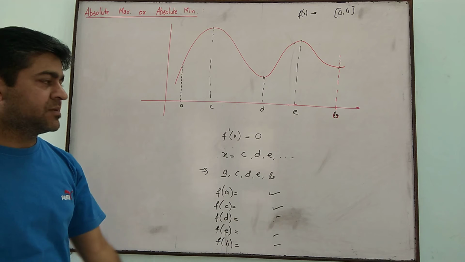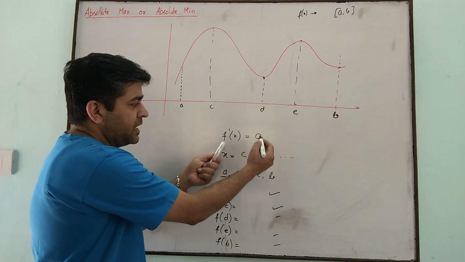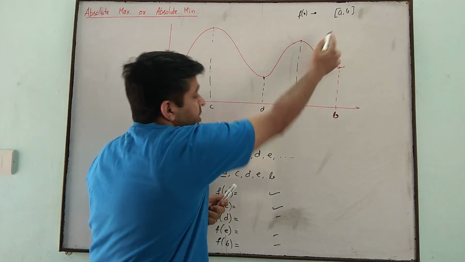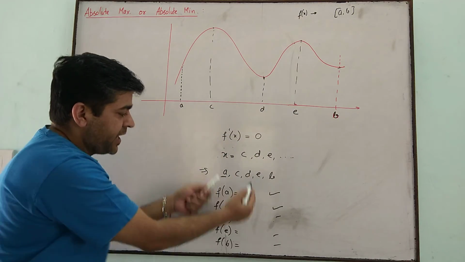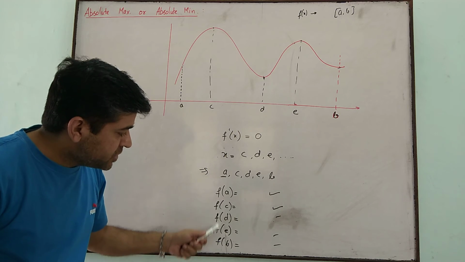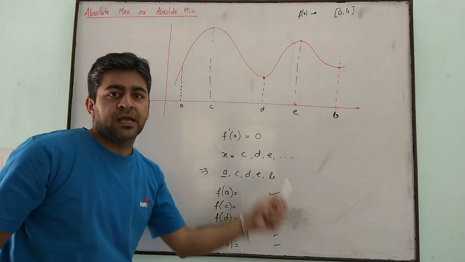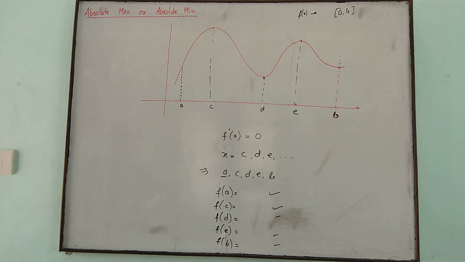So this is the concept, a very simple concept. Just differentiate, put it equal to 0, you will get the critical values including the intervals, arrange them in ascending order and just find the value of the function at that particular point. Maxima will be absolute maxima, minima will be absolute minima. Write it down.